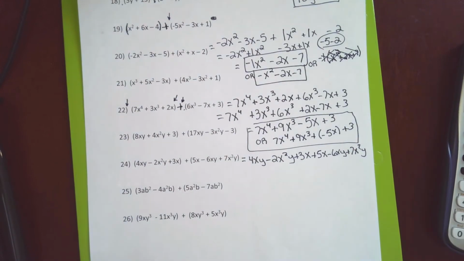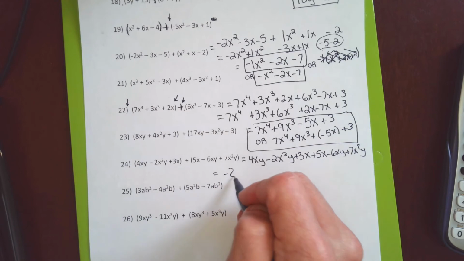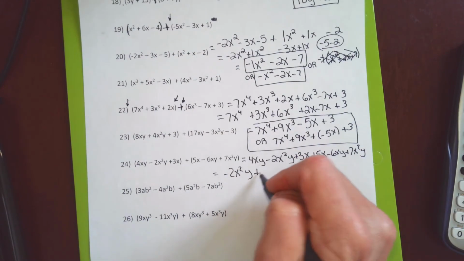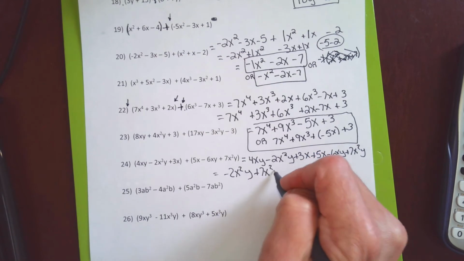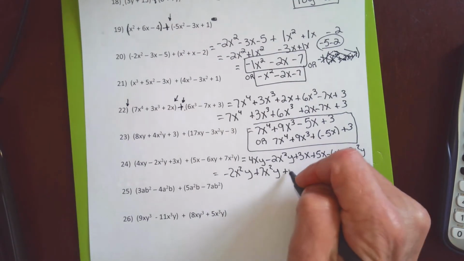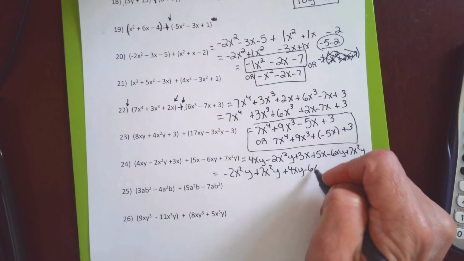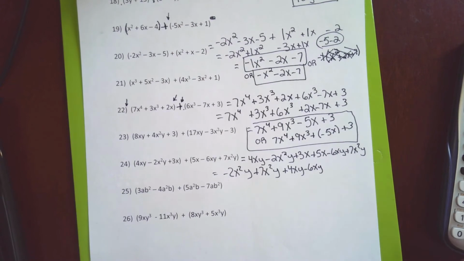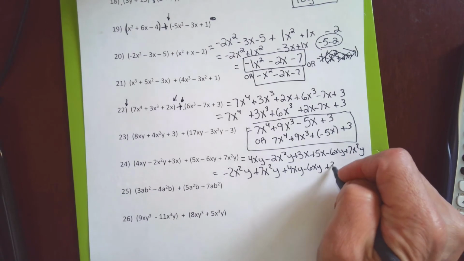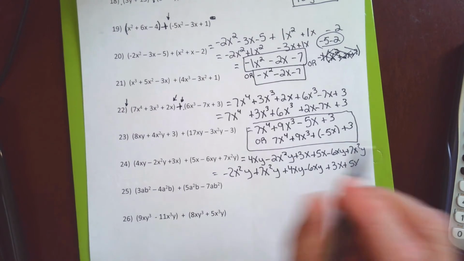Now write in a nice order. I'm going to write the highest degree terms first, which are the minus 2x squared y, a third degree term, and the 7x squared y, which is another third degree term. And then the positive 4xy minus 6xy, which are second degree terms, second. And then the plus 3x plus 5x, which are the first degree terms, last. And now I'm going to combine.